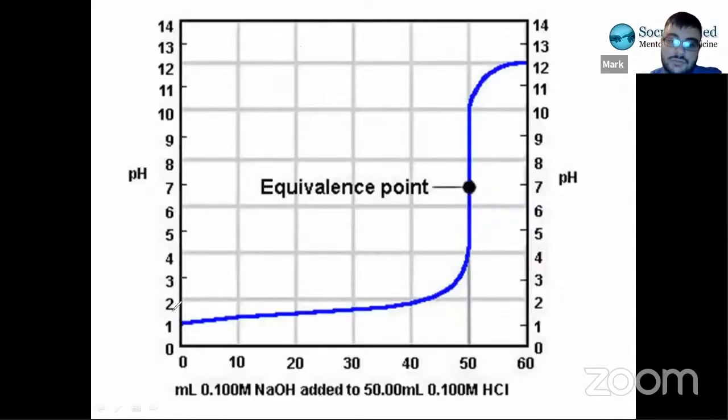So like I mentioned, right here, you have no base, you just have acid. So it's very acidic, obviously, with pH on the y-axis, and the amount of base that you added to the acid on the x-axis. So on the left, you didn't add any base, you just have acid. So the pH is obviously very acidic. As you add in a little bit more base, the pH rises. And eventually, that happens.